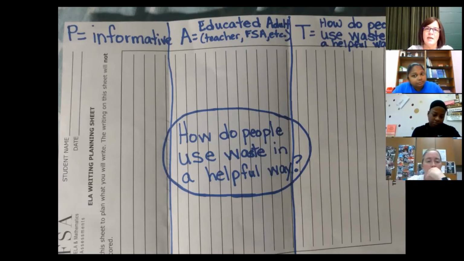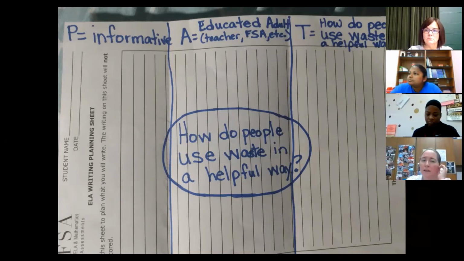The next part is the A, so that's the audience. Who's going to be reading it? Because obviously, if a student's going to be reading what you're writing, it's going to be written a lot different than somebody who is educated. And again, like I said, I always had them put FSA because it was a few letters and it gave them the idea of who their audience will be when it comes to the actual FSA. And the final thing is the T, which is the task. So that's where they're writing what they're going to be writing about.